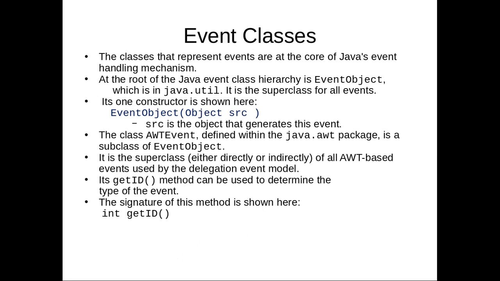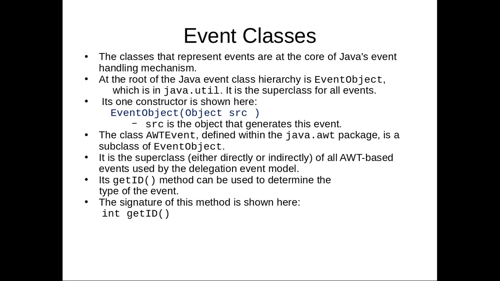The class AWTEvent, which is defined in the java.awt package, is a subclass of EventObject. It is the superclass of all AWT based events used by the delegation event model. Its getID method can be used to determine the type of the event. The signature of this method is shown here: getID.